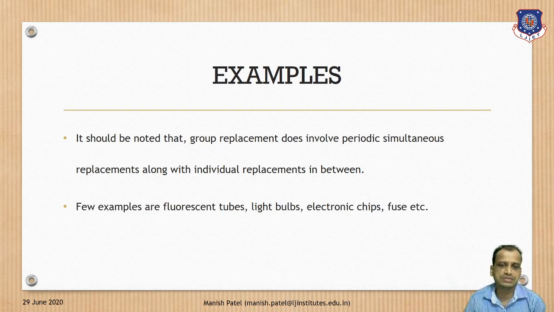Now what are the examples? As I indicated, electronic chips, fuses, and light bulbs all come under this category where they fail suddenly, right? Before that, in the previous models, we discussed items that were failing gradually. Clear? In this section we will be dealing with products which fail suddenly.